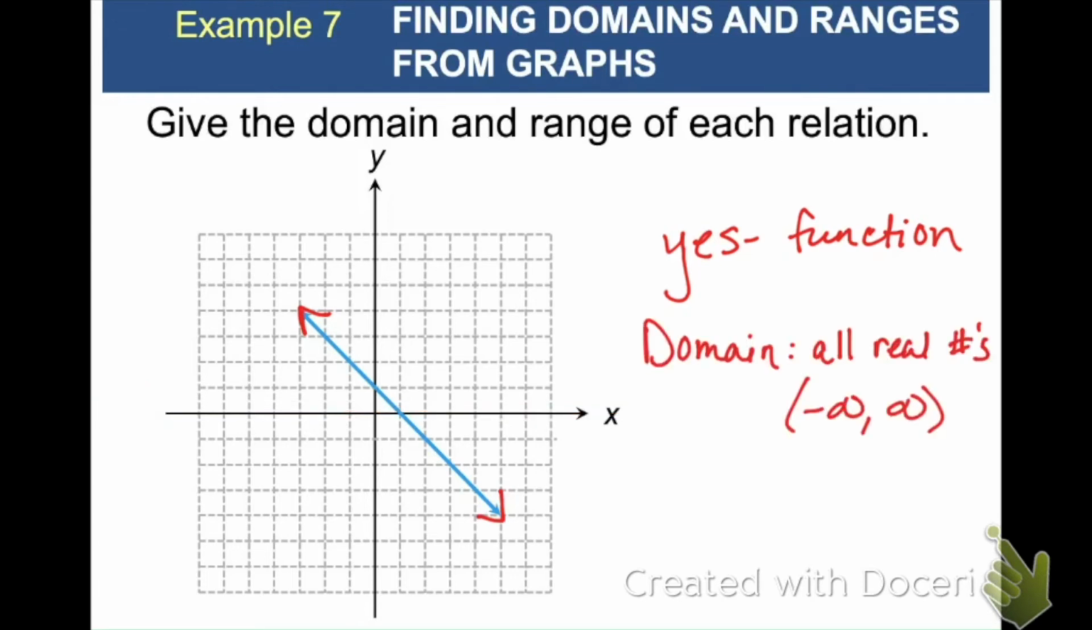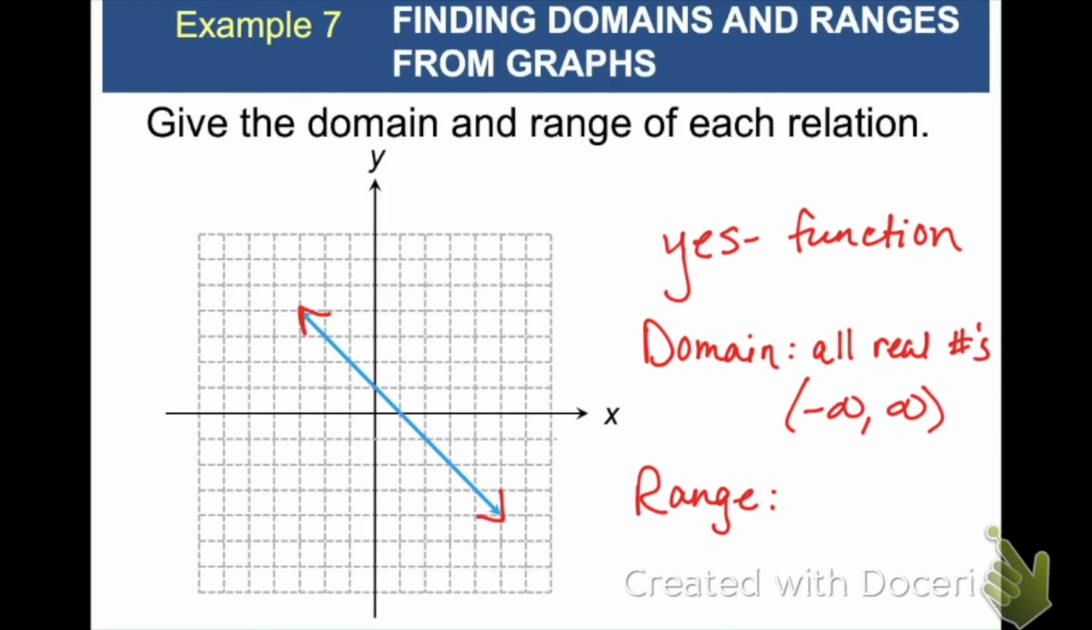Last year, maybe you got to write all real numbers for domain, but this is how you write it in interval notation. It's saying it goes forever to the left and forever to the right. So if you went forever to the left, that'd be -infinity, and forever to the right, that'd be +infinity.